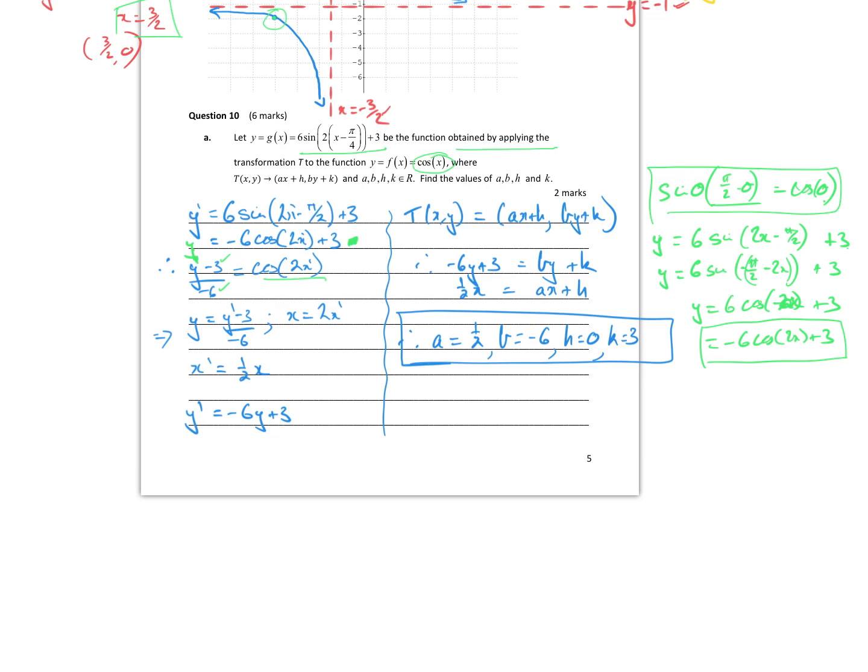So again, I've got (y' minus 3) on negative 6 is equal to cos 2x'. So x' is a half x, y' is equal to negative 6y plus 3. So if I put it in the form that I need, the transformation of x and y can be written as (half x, negative 6y plus 3), and I can use that information to marry off with my a, b, h, and k. All right. So the trick I really think for that one was to work out how sine can become cos.